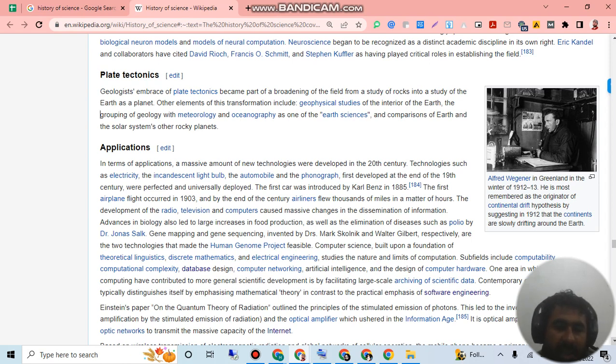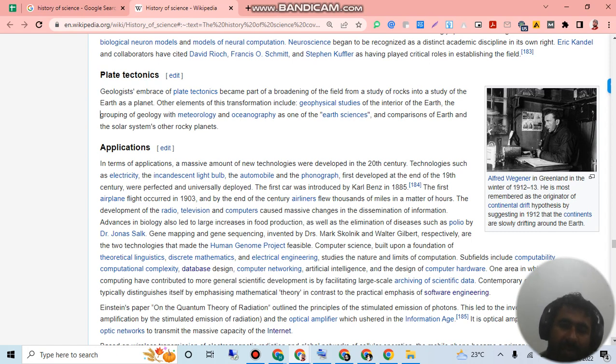Gene mapping and gene sequencing, invented by Drs. Mark Skolnick and Walter Gilbert respectively, are the two technologies that made the Human Genome Project feasible.